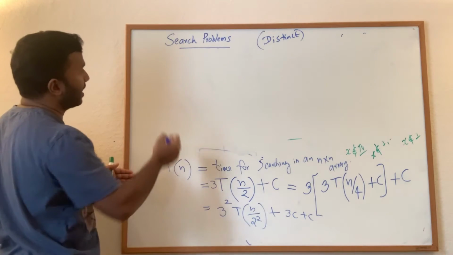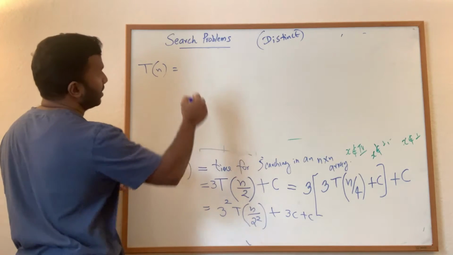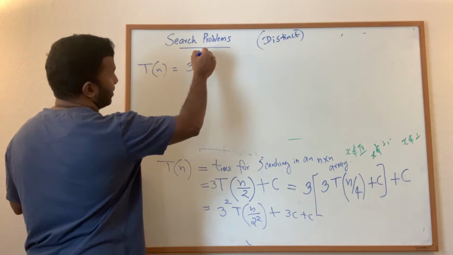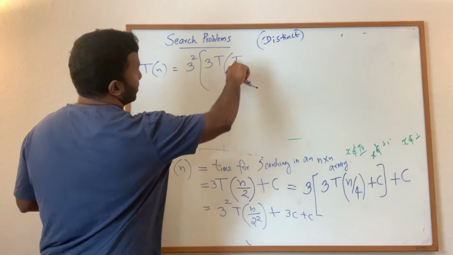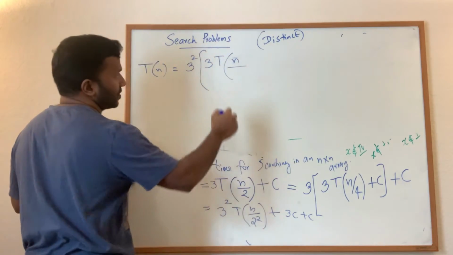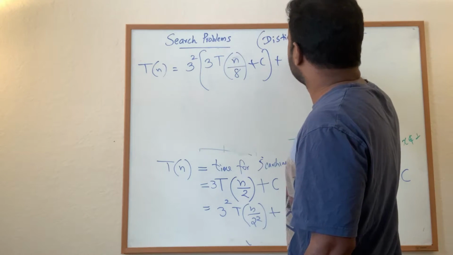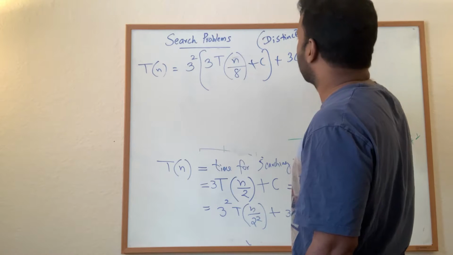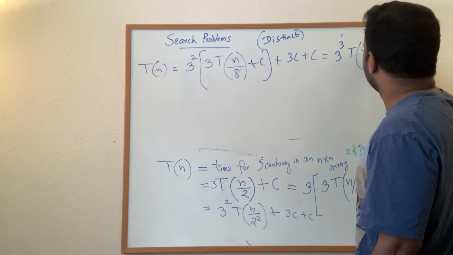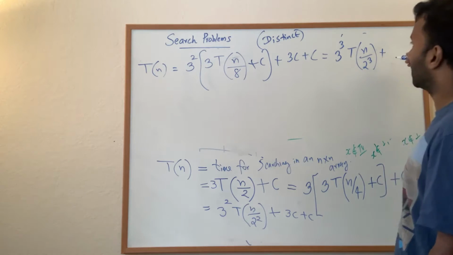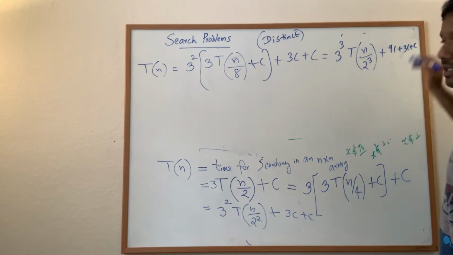If you open it again, T(n) is equal to 3 square plus 3 into T, sorry, now it is n over 4, so let me just make it n over 8, plus C plus 3C plus C, which is going to be 3 cube times T of n divided by 2 cube, plus 9c plus 3c plus c.